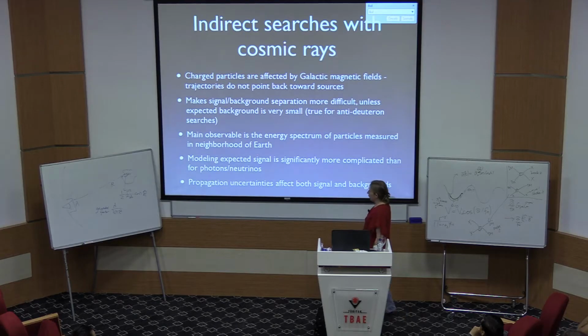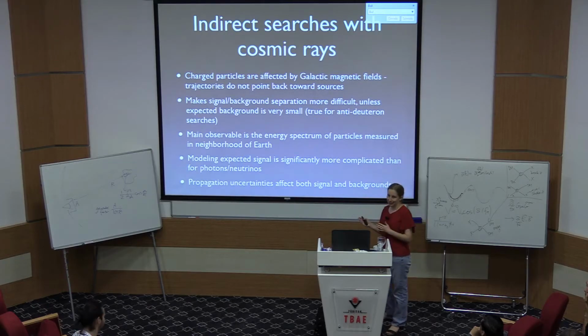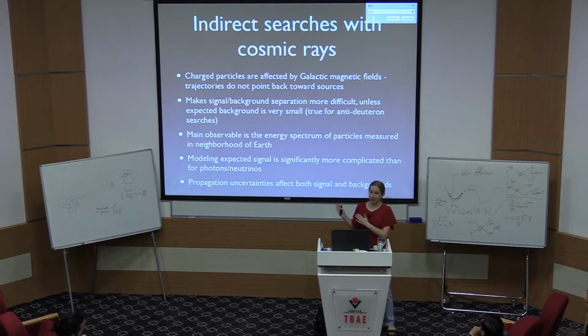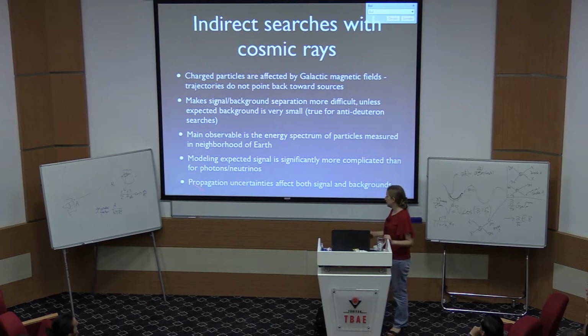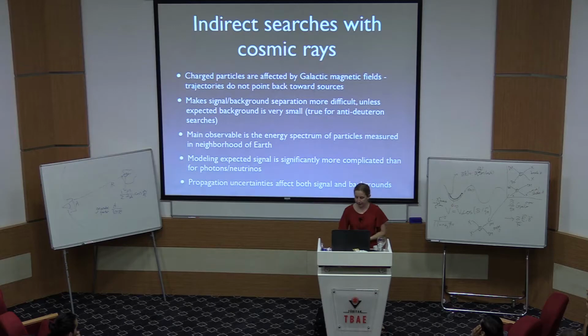So the observable that you do have in general for this is just the energy spectrum of particles. How many are there at a given energy? Your backgrounds are also coming from charged particles propagating through the magnetic fields of the galaxy. So that modeling is significantly more complicated than what it is for the uncharged particles. And these propagation uncertainties affect both the signals and the backgrounds. And these searches can be very powerful, but essentially the question is always, have you correctly captured the systematic uncertainties coming from the propagation of charged particles through the galaxy?